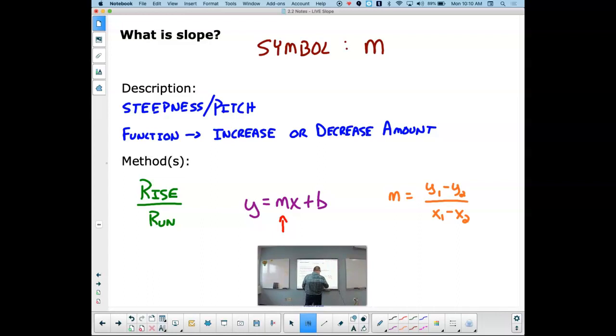So we could go here, m equals subtracting the y's over subtracting the x's. So the order doesn't matter as long as the x and the y stay consistent from point to point. Okay? And that should have been things that you have all seen at some point in time before.